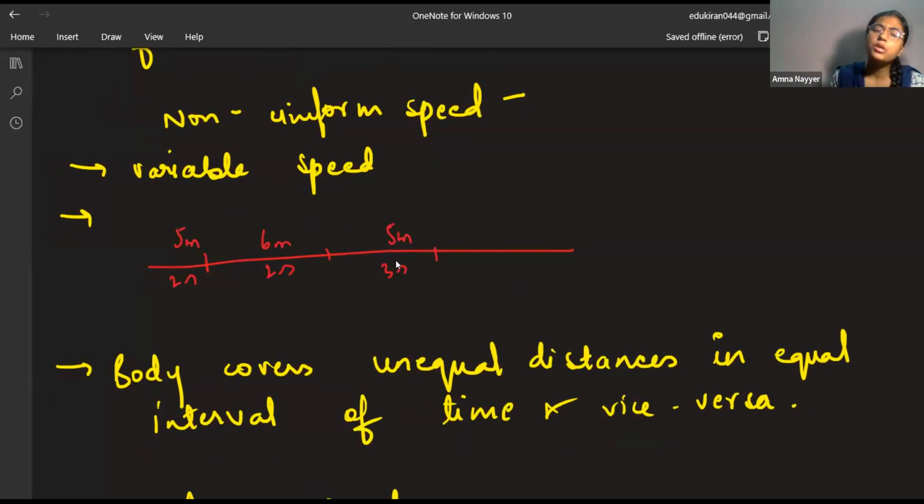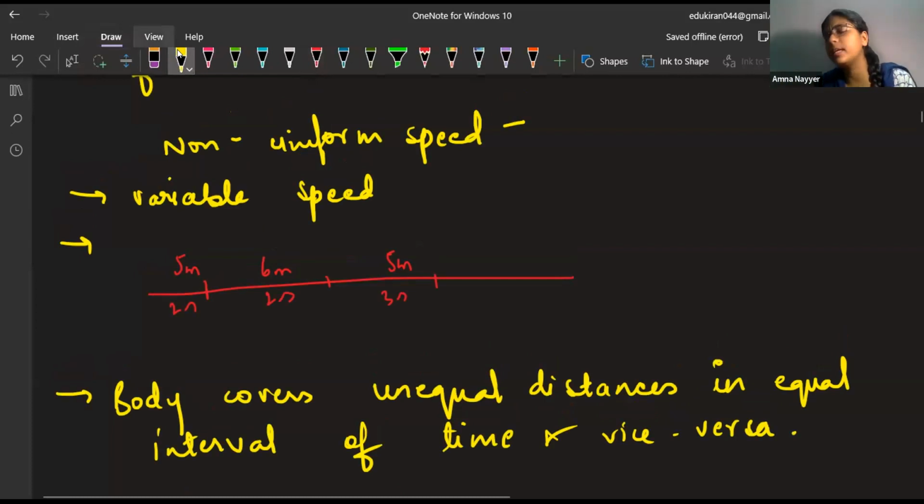So if the body is covering unequal distances in equal intervals of time, or equal distances in unequal intervals of time, meaning 5, 6, 5, 6, 8, 9 meters divided by 2 seconds, like this, then that is known as non-uniform speed. Any variable change makes the speed non-uniform from uniform. Now you have the concept of average speed.